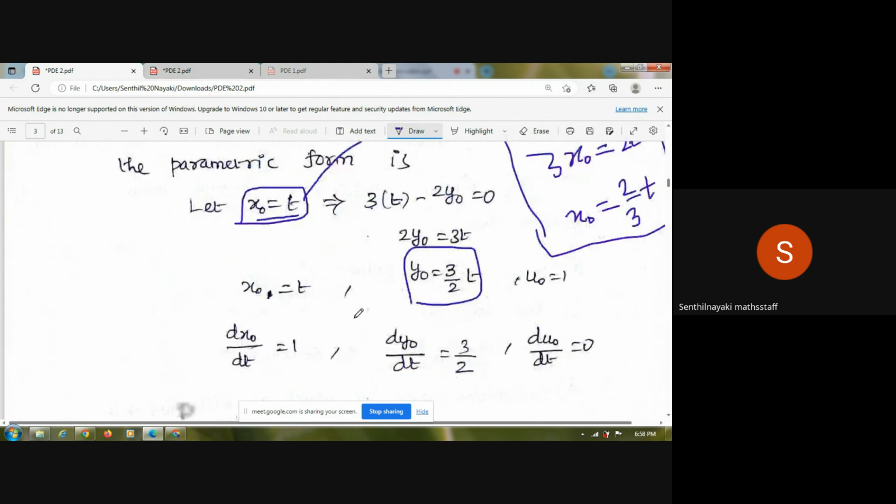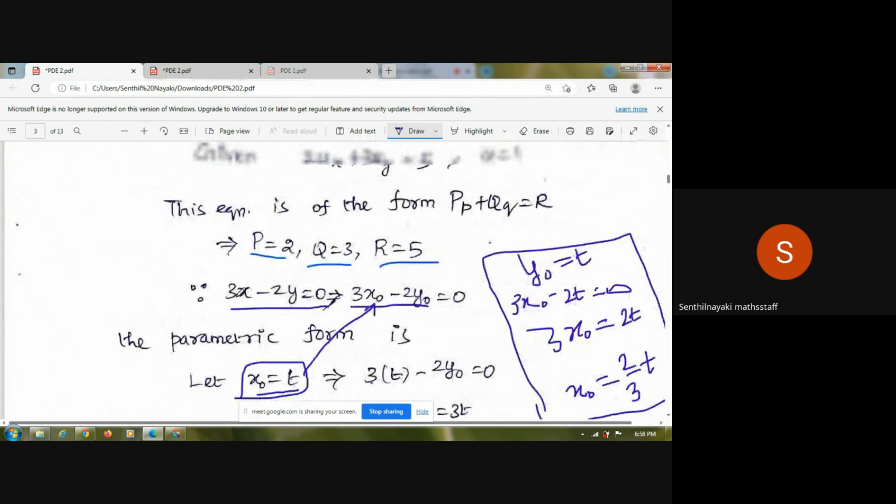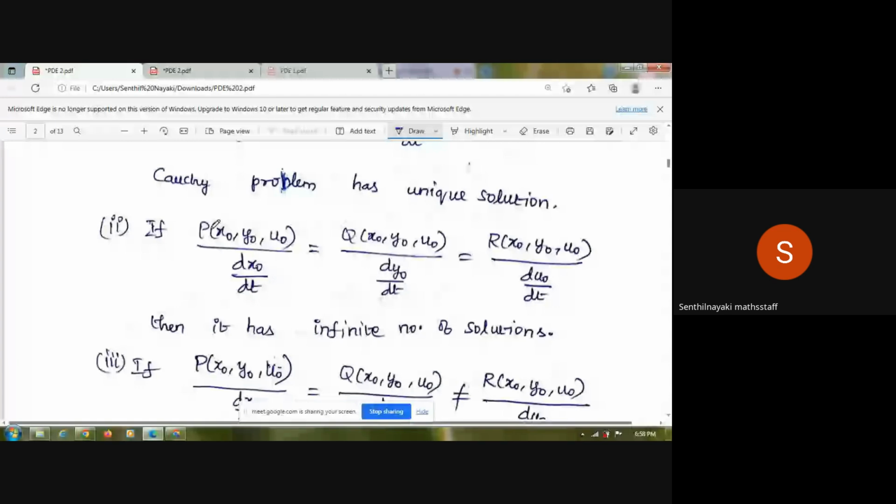Okay. So next we have to find out the derivative. That is the procedure, isn't it? First we get the values p, q and r. After that we have to find out the values of x naught, y naught, u naught from the given equation. After that we have to find out the derivative. This is the third step. So now we are going to find out the derivative.